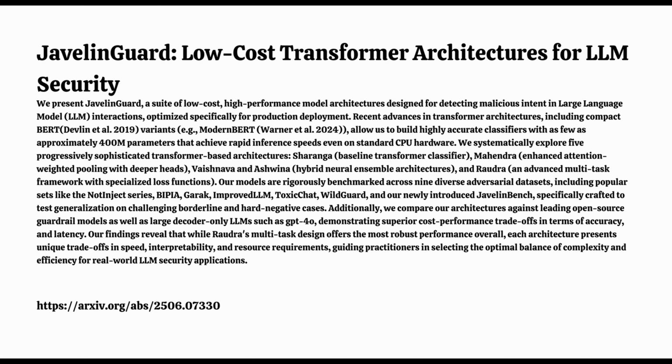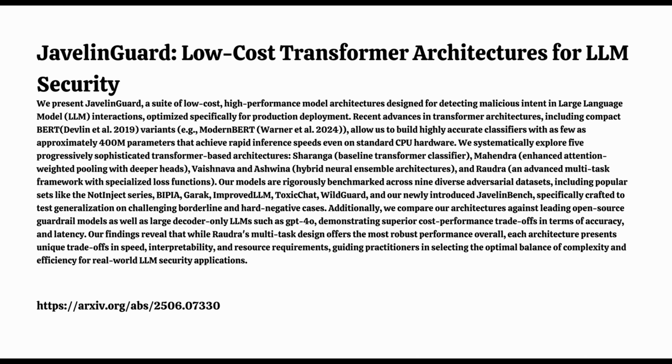So what's the key takeaway from this speed comparison, especially when you combine it with the accuracy results? The critical finding, really the bottom line here, is that JavelinGuard models like Raudra 4.2 and Mahendra 1.1 achieved higher accuracy on the JavelinBench set, 96.2% and 94.5% respectively, than GPT-4o did, which scored 91.3%.